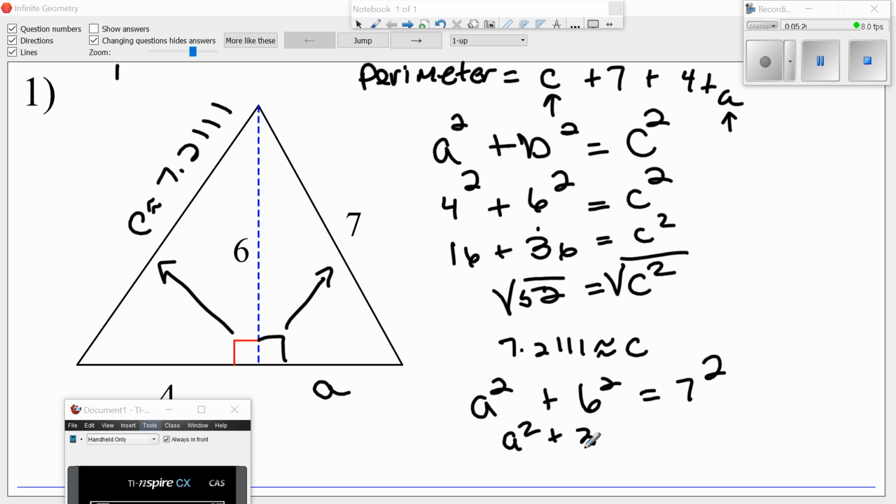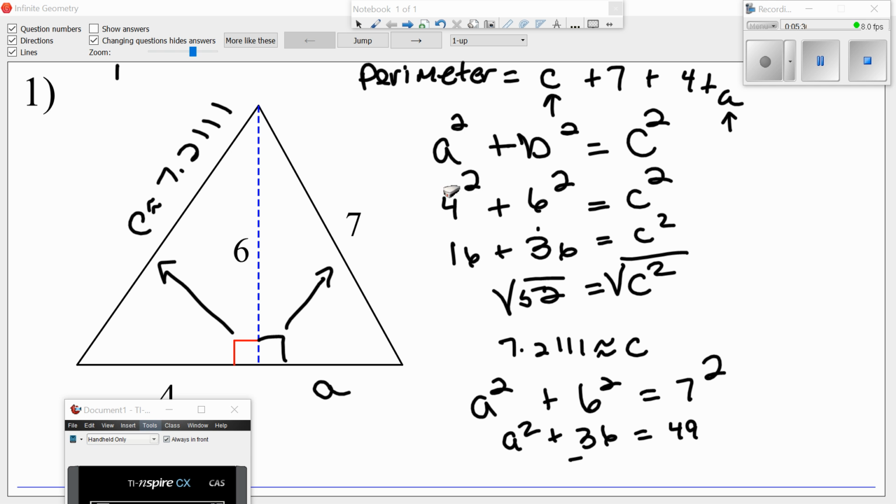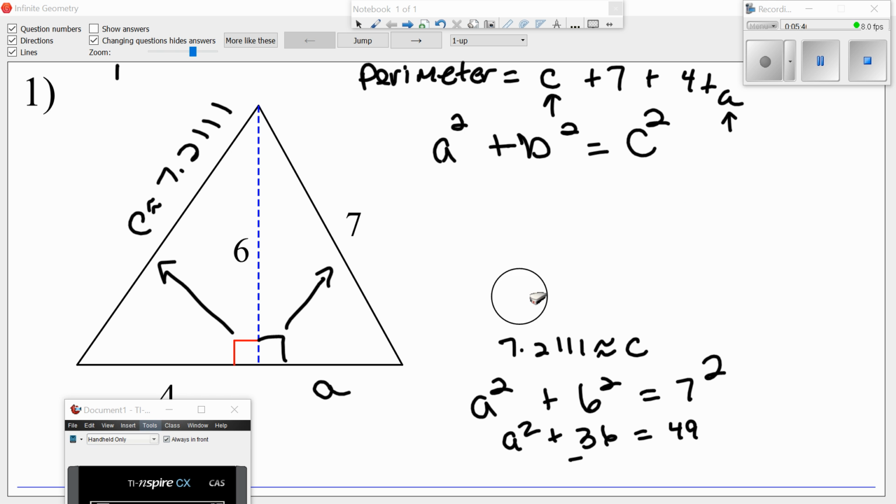6 squared is 36. 7 squared, 7 times 7, 49. Subtract 36, okay. We're going to get lost in this mess here, so let's clean it up a little bit. I'm going to erase some stuff right up here. Okay, we know C is approximately 7.211. We already marked it over there.